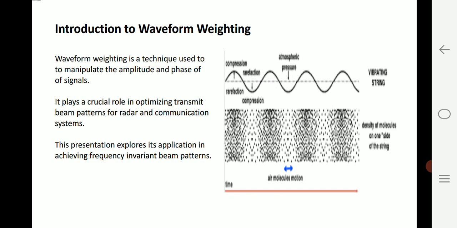Introduction to waveform weighting. Waveform weighting is a technique used to manipulate the amplitude and phase of signals. It plays a crucial role in optimizing transmit beam patterns for radar and communication systems. This presentation explores its application in achieving frequency invariant beam patterns.